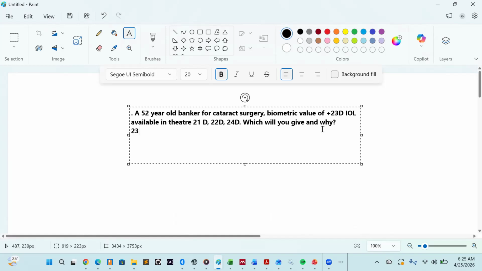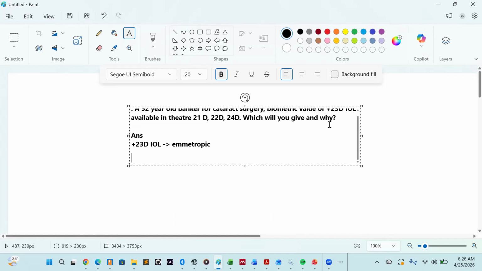Now, first of all, anytime you do biometry, always remember that whatever you get from the biometry, unless you make a mistake when you're doing it, is expected to make the patient emmetropic. So if you get plus 23 diopters in your biometry, this is expected to make the patient emmetropic. That means not having any refractive error. You just replace the correct lens. You remove the lens, phaco, cataract, whichever cataract surgery, you place it, and after, there should not be any refractive error if done properly.